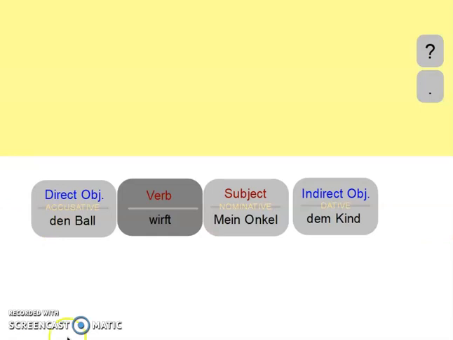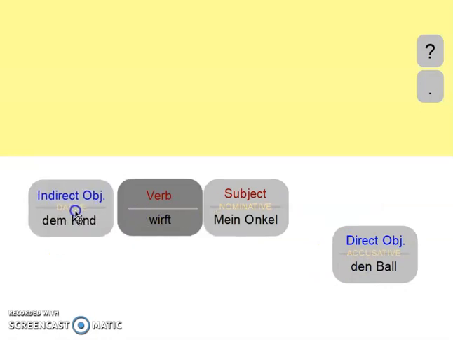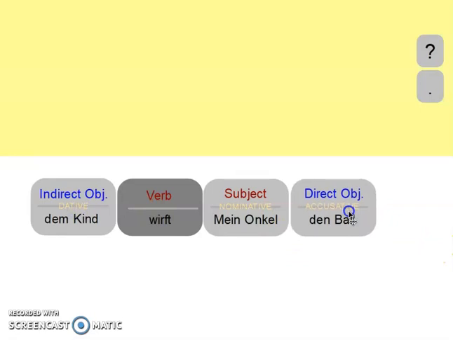If we wanted to, we could even move our indirect object to the beginning of the sentence here. And it's just calling more attention to the indirect object. Dem Kind wirft mein Onkel den Ball. And again, my subject and verb are still attached. My verb is still in the second position.